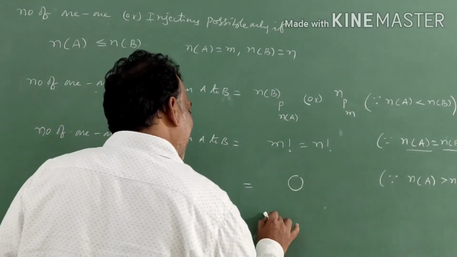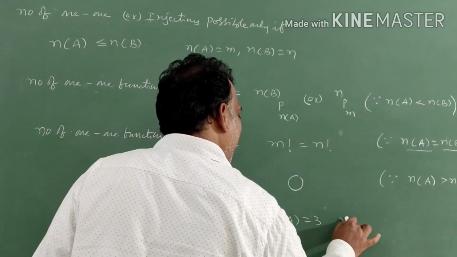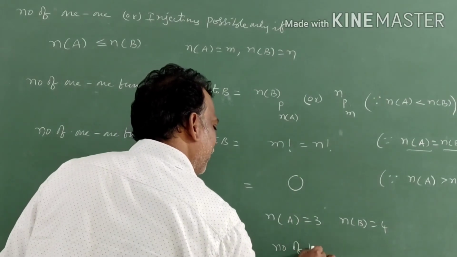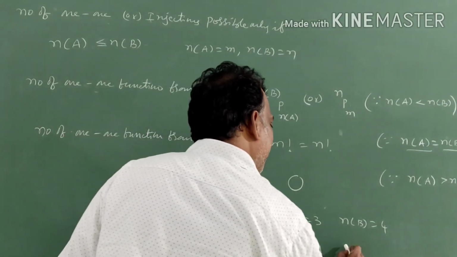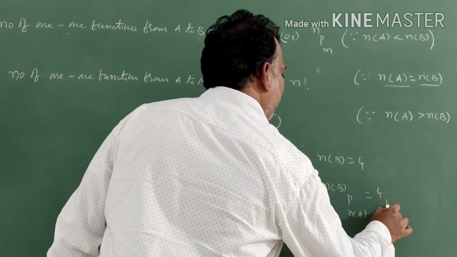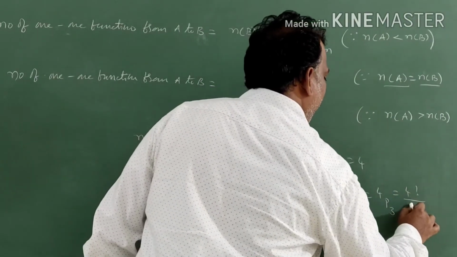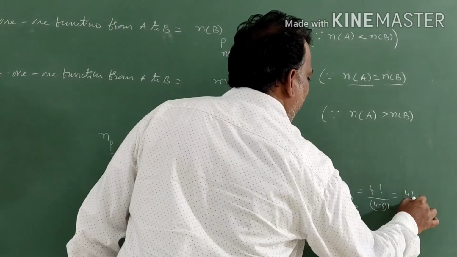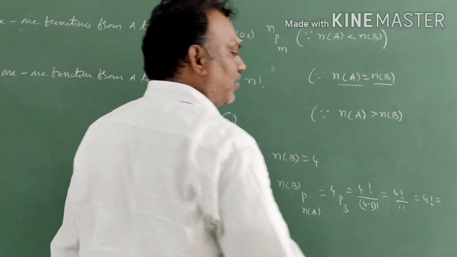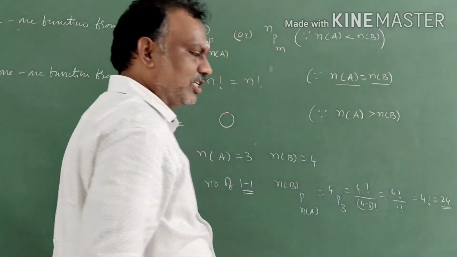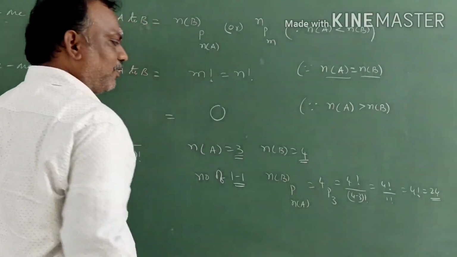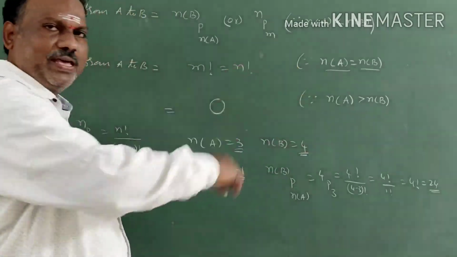I will explain with an example. n(A) is equal to 3, n(B) is equal to 4. Number of one-one functions, that is injections. The formula is n(B) permutations n(A). So 4P3 is 4 factorial by (4 minus 3) factorial, which is 1 factorial. 4 factorial means 4 into 3 into 2 into 1. You will get 24 one-one functions. This is possible when n(A) is 3 and n(B) is 4, that means A is smaller than B.